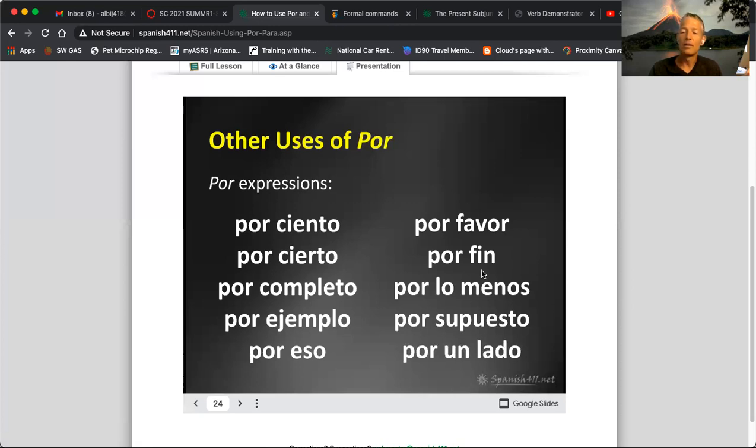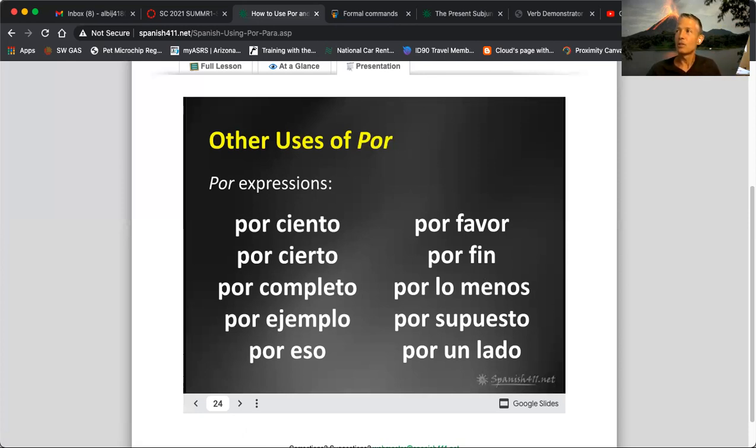Por un lado, on one side, okay? Or por un lado, it's like on one hand, y por otro lado, on the other hand. See, they don't use hand when they say on one hand, you could do this. On the other hand, you could do that. You don't use mano, you say lado, which means side.